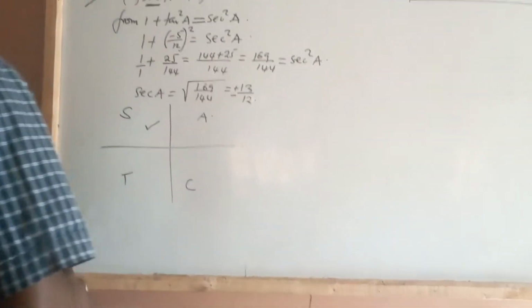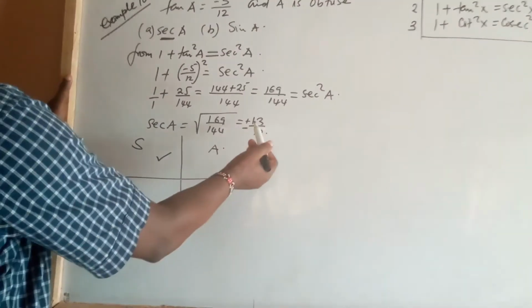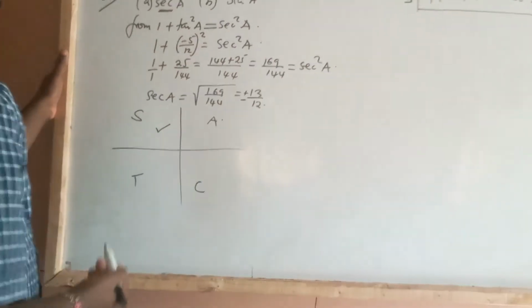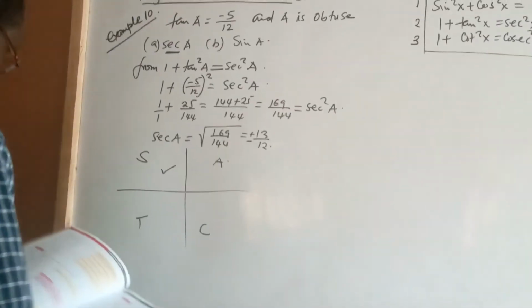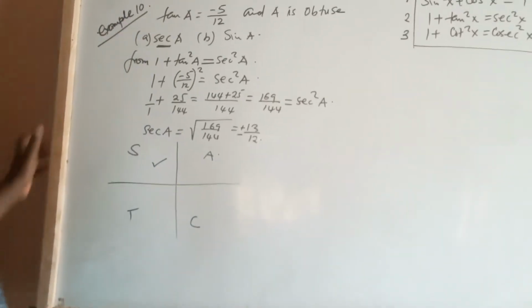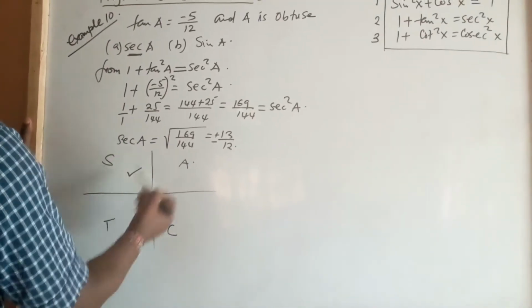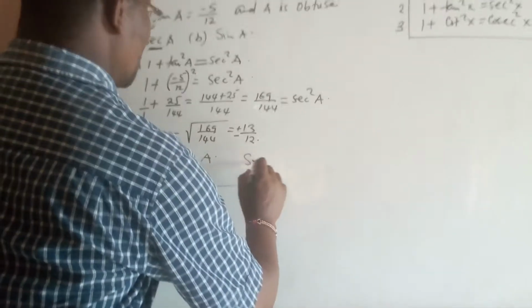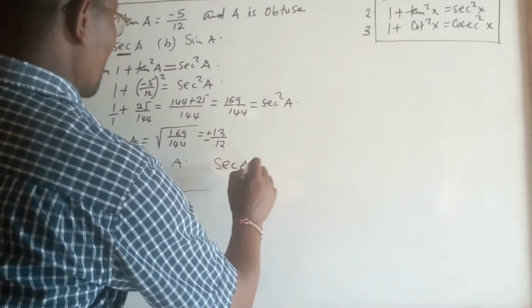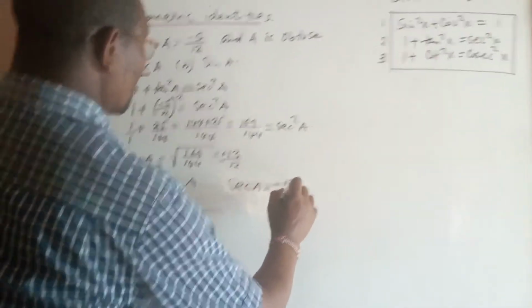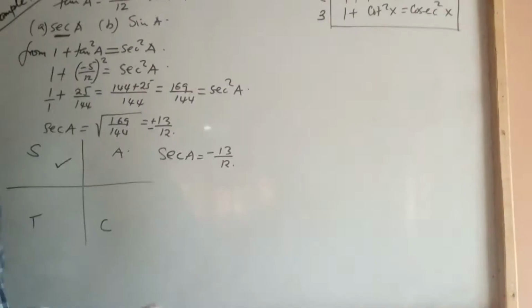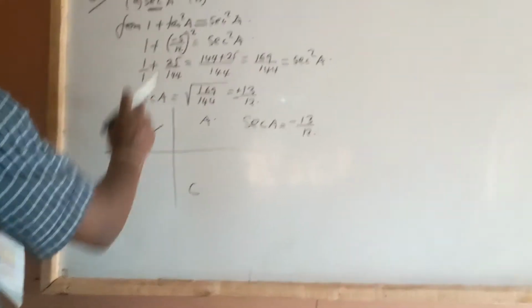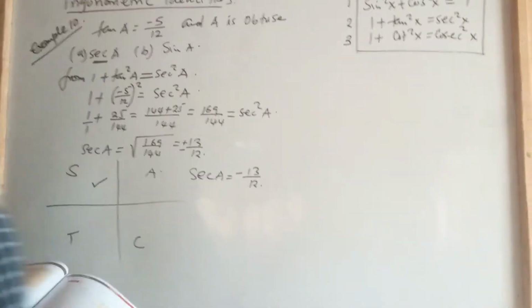Now, we know that the sec of A is plus or minus 13 over 12. But what is the sec of A? The sec of A is actually 1 over cosine. And you can see the cosine is already negative here. So basically the sec of A is supposed to be negative 13 out of 12. And that is the sec of A, simply because the cosine of A is itself negative in the second quadrant. 1 over any negative number remains a negative number.